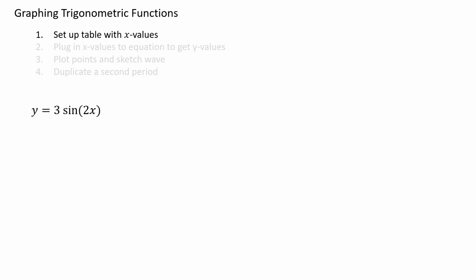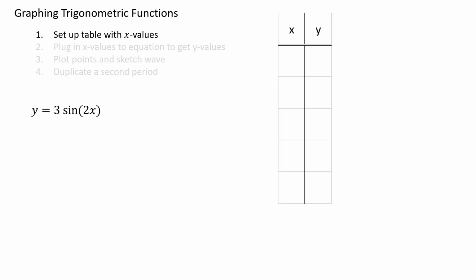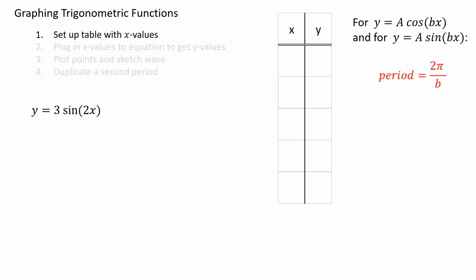Let's take a look at graphing a trig function that has a number in front of the x inside. That's going to cause there to be a change in period. Here are our 4 basic graphing steps. We have to make a chart with 5 lines. And here's what happens when there's a number in front of the x.